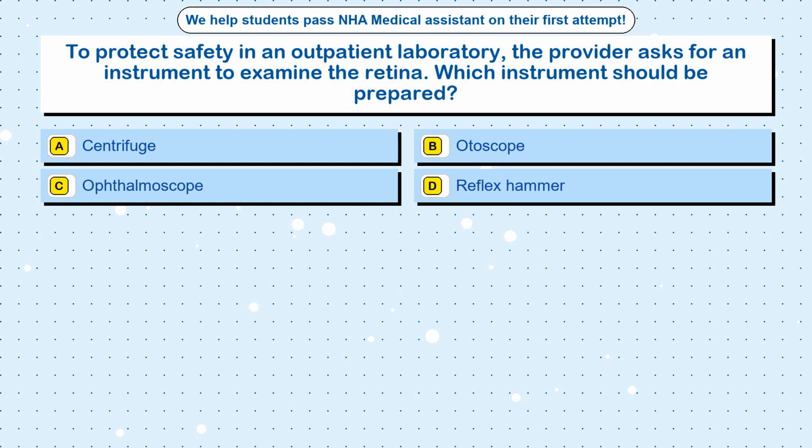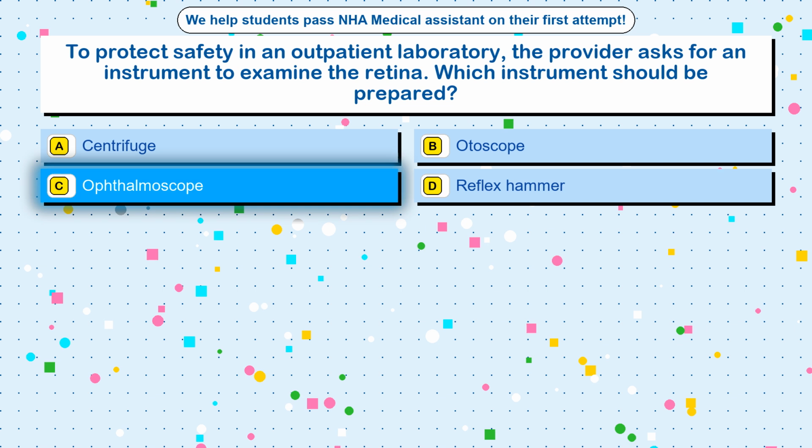Question 47. To protect safety in an outpatient laboratory, the provider asks for an instrument to examine the retina. Which instrument should be prepared? Option A. Centrifuge. Option B. Otoscope. Option C, ophthalmoscope. Option D, reflex hammer. The correct answer is option C, ophthalmoscope.